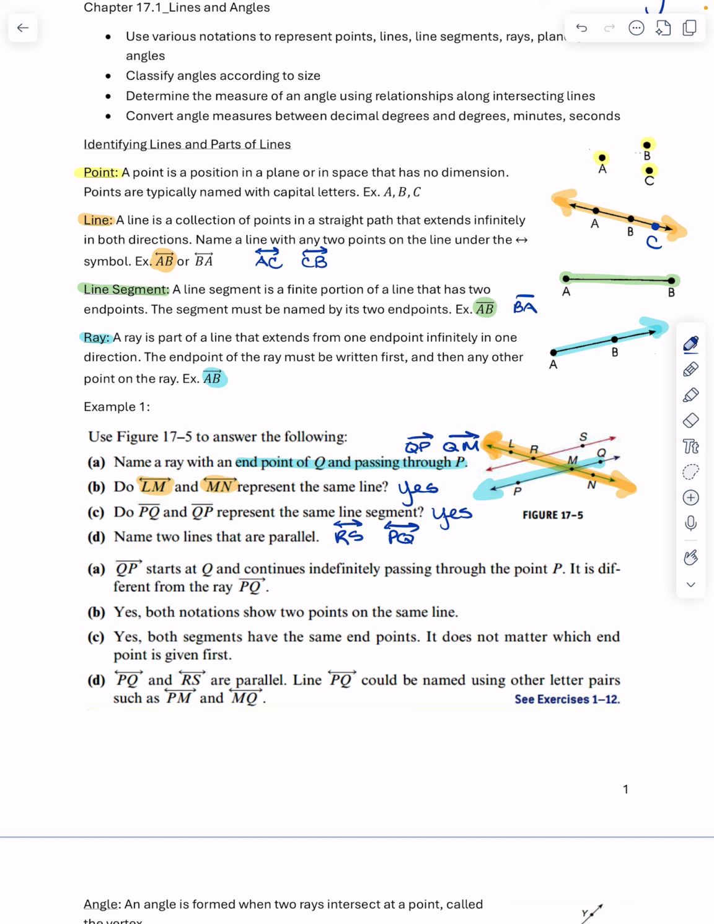A. QP starts at Q and continues indefinitely through P. It is different from ray PQ. That's a yes, that's a statement, not a question, but whatever. QP we have highlighted in that teal. Let's pick a different color and take a look at what PQ would look like. PQ starts here and goes this way. There is some overlap in the middle, but those are two different rays. Different starting point, different direction. Oh, looks like these are the answers on the bottom.